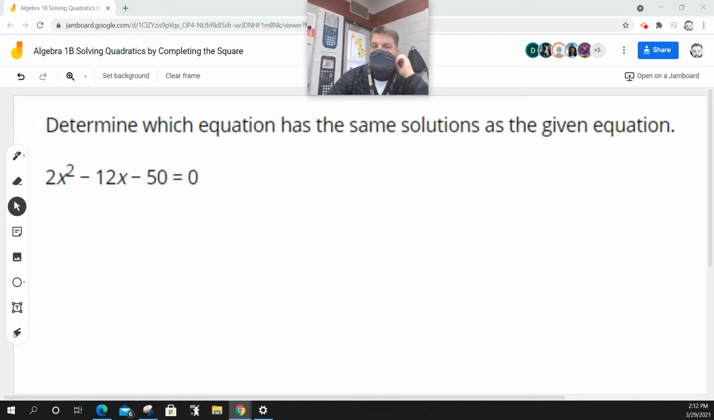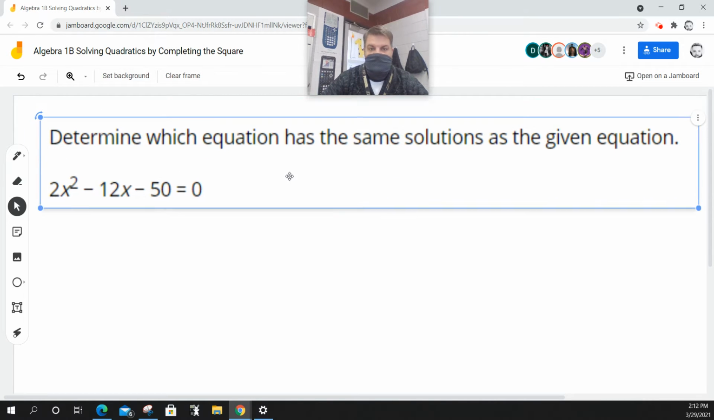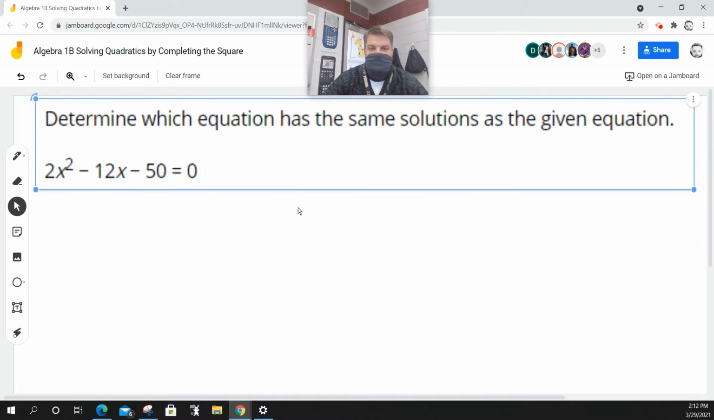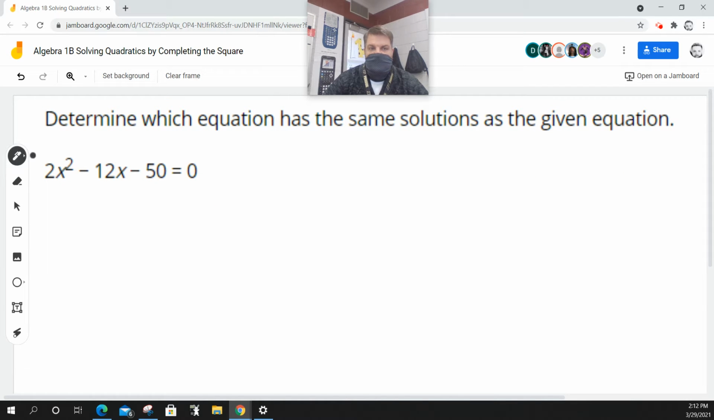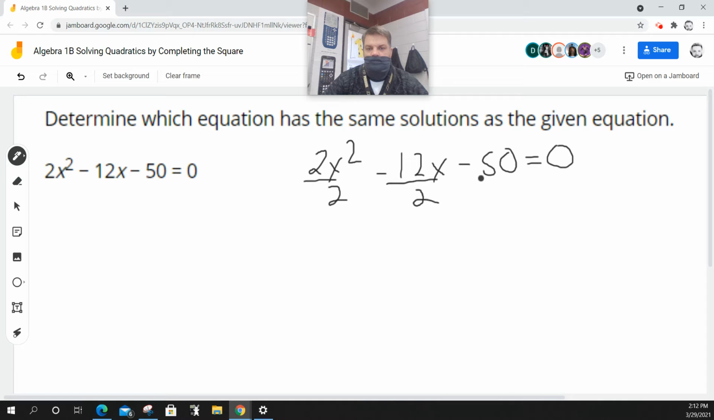So now on this problem, again, I notice that all three terms are divisible by 2. So I'm going to take the original equation, which is 2x squared minus 12x minus 50 equals 0, and I'm going to divide every term by 2.